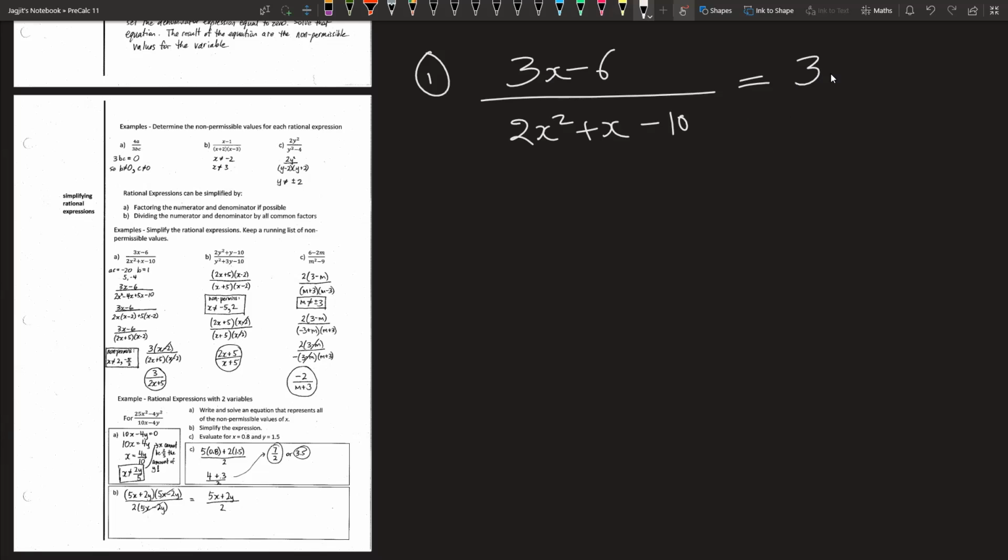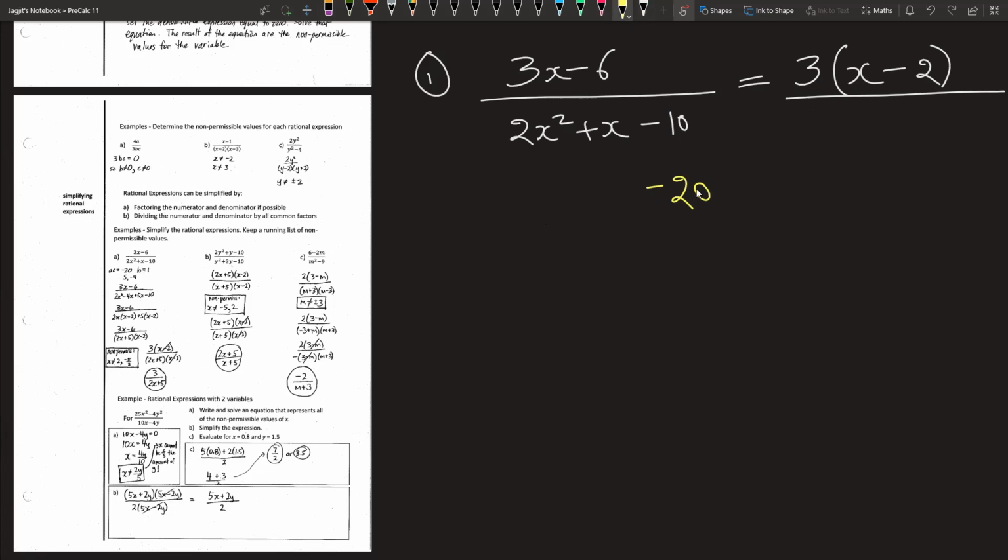We can factor the 3 out. So what would that be? That would be 3 times x minus 2. Okay, that was quite easy. The bottom one is your quadratic equation. How do we factor a quadratic equation? We take the number in front of x squared and we multiply it by the last number. So 2 times minus 10 will give you minus 20.